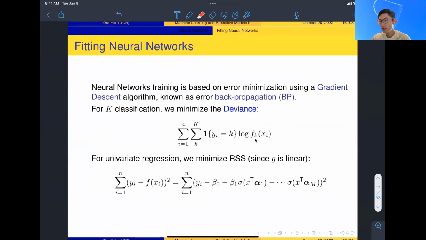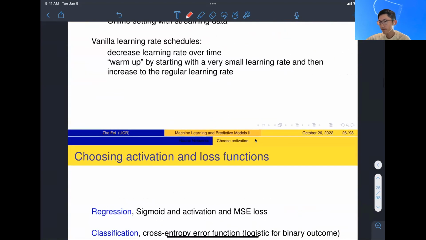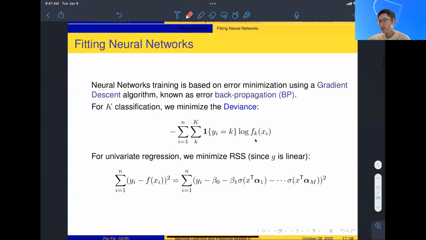So the key idea is something called the gradient descent algorithm. Another name is backpropagation. So we want to briefly introduce this idea of gradient descent. As you can tell from the name, this algorithm is based on the gradient of your objective function, right?